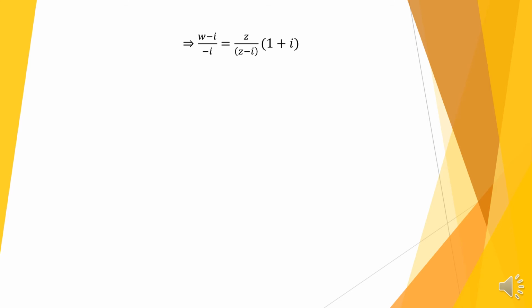into 1 plus i. Now by cross multiplication, we get w minus i is, keeping this minus i into the right hand side, z divided by z minus i into 1 plus i into minus i. Multiplying these two factors, we get 1 into minus i is minus i and plus i into minus i is minus i square. We know that minus i square is equal to 1.